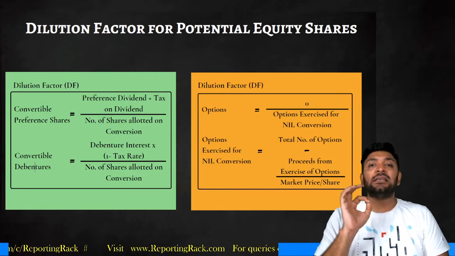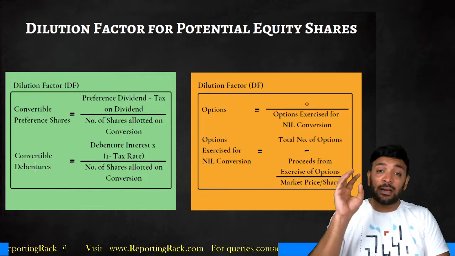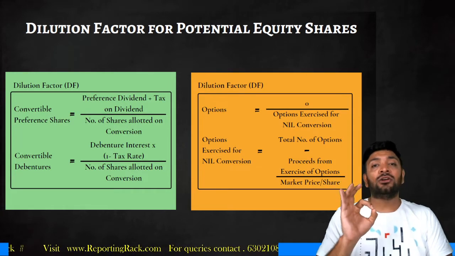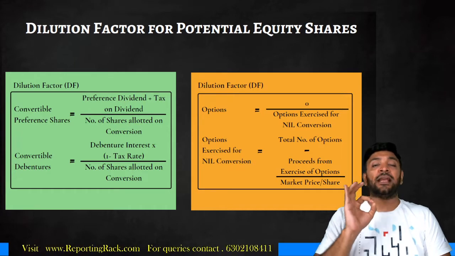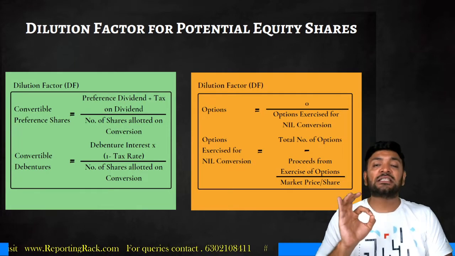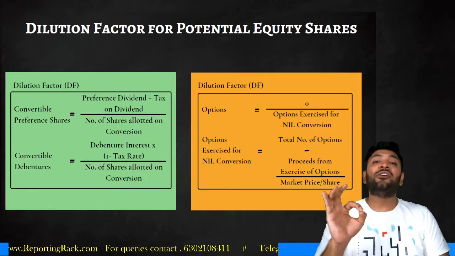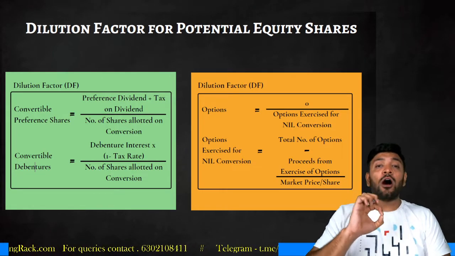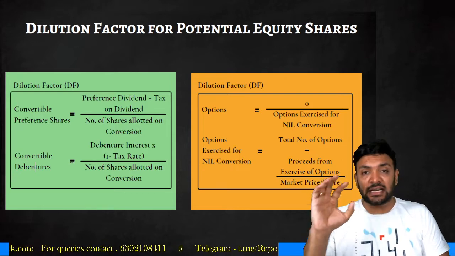But in options, the numerator is anyway zero. There is no increase in PAES. But the increase in WANS, to the extent of dilution in EPS, should only be considered to the extent of the number of shares issued for nil consideration. I will discuss this concept of number of shares issued for nil consideration. Wait for that.